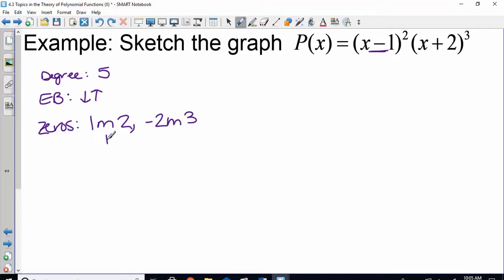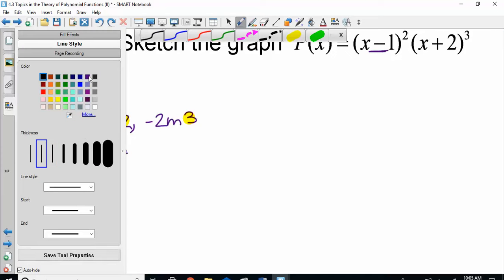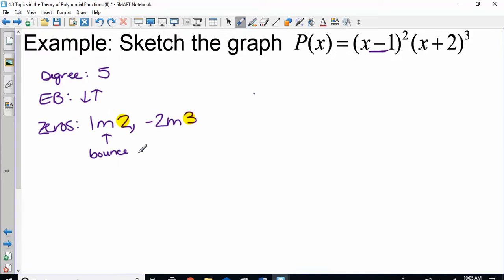Alright, go through or bounce. At 1, what will happen? Bounce. Why? It's even. You check the multiplicity, not the 0 itself. You're looking at the multiplicity. If it's an even multiplicity, it bounces. What happens at negative 2? It goes through. It has a multiplicity of 3. 3 is odd, so that one will go through.